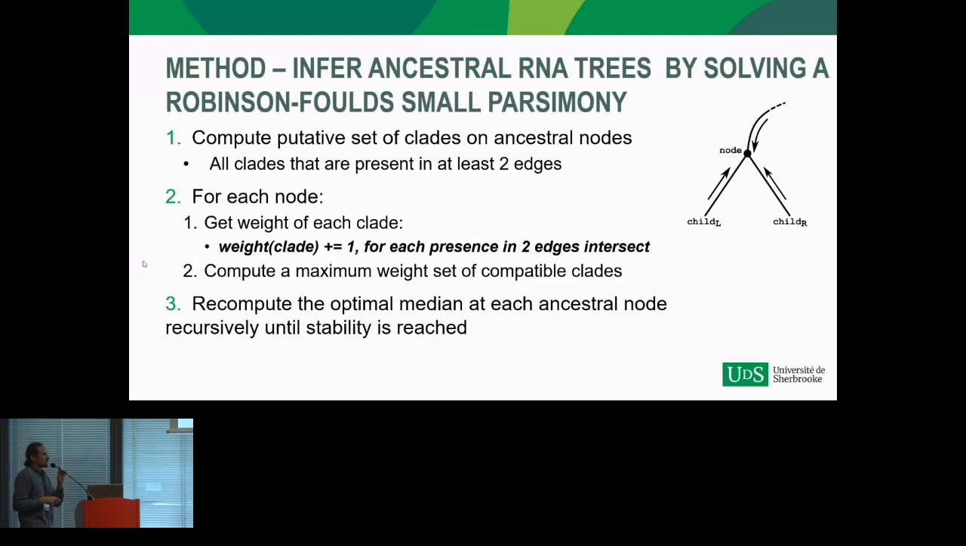So here's how the method works. It will first compute the putative set of clades on ancestral nodes, so the putative clades consist of the set of all clades that are present in at least 2 edges at each node. After that, for each node, we get the weight of each clade. The weight of a clade that belongs to a node is computed by checking if it's present in the intersection of 2 edges, so the intersection from this side, the intersection from the child, and the intersection from the parent and the child left.